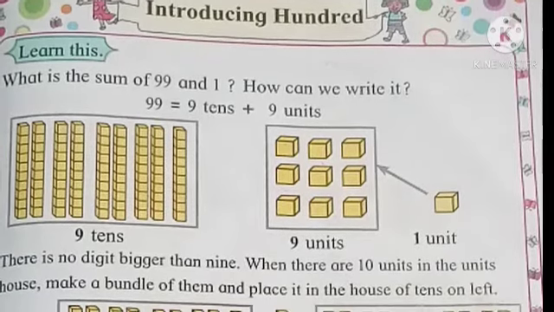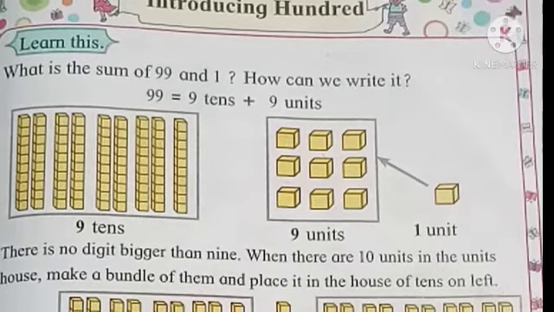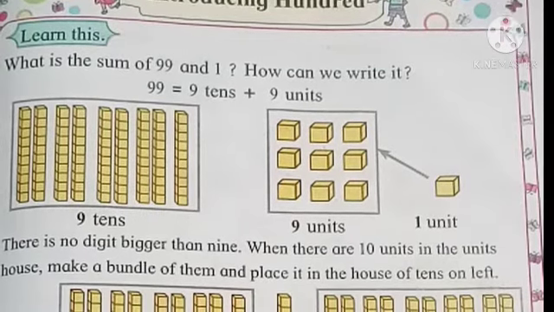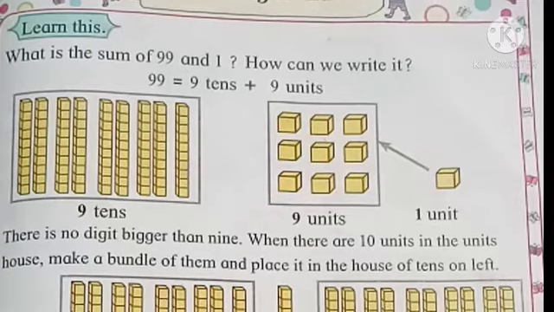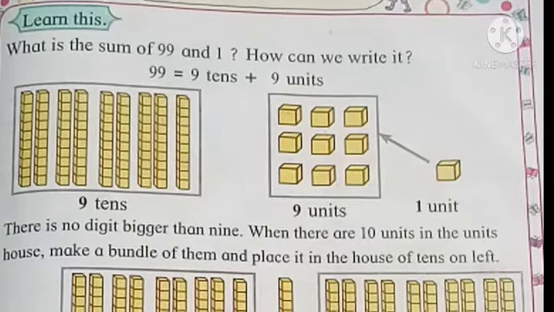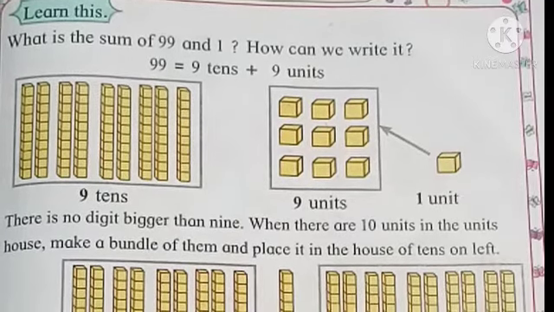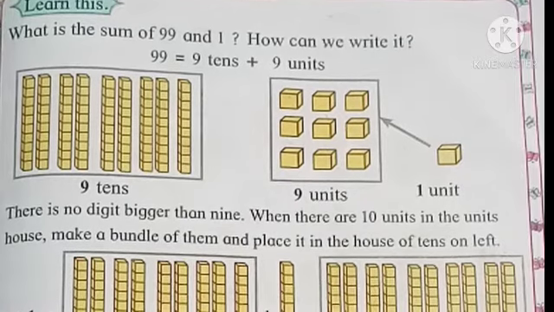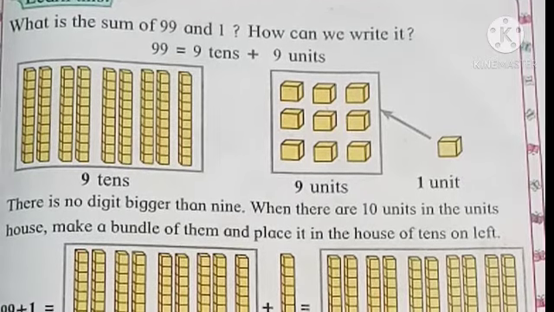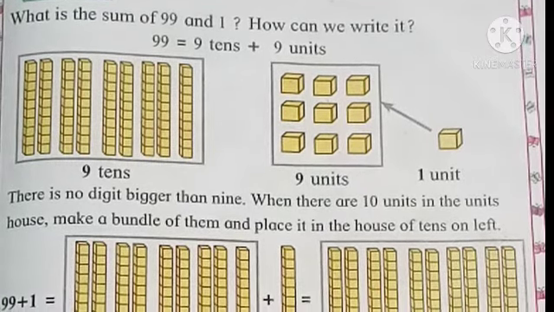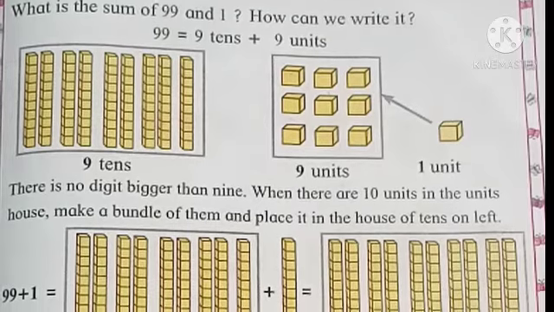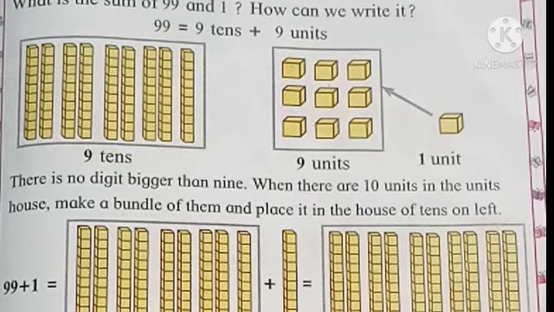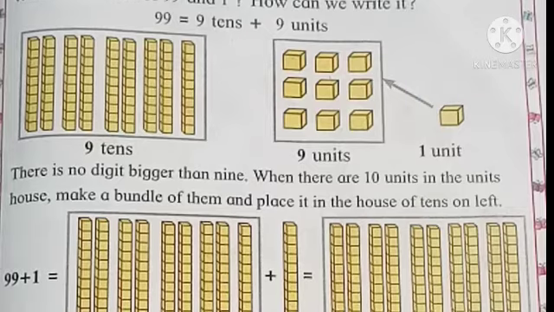Now today we will introduce 100. What is the sum of 99 and 1? How can we write it? 99 is equal to 9 tens plus 9 units. Okay students? You know 9 tens plus 9 units is equal to 99.